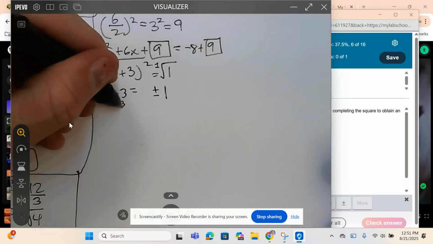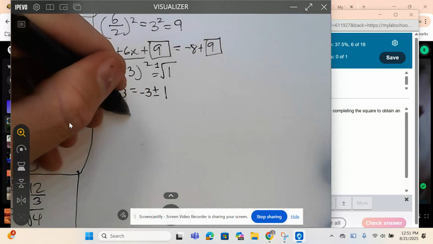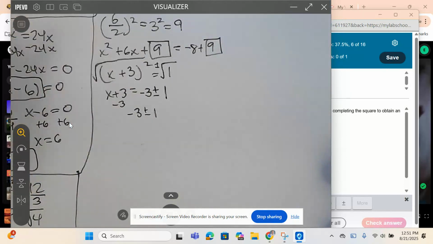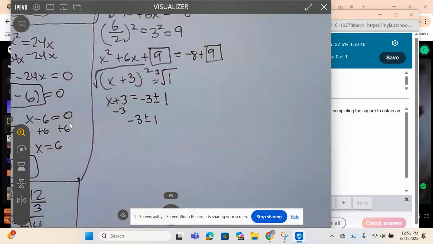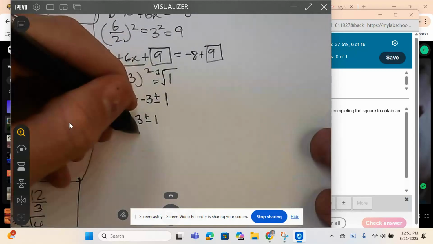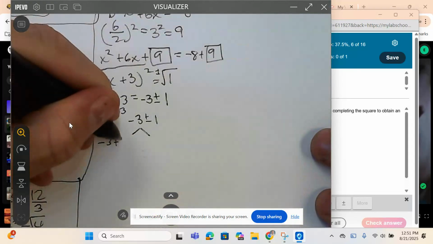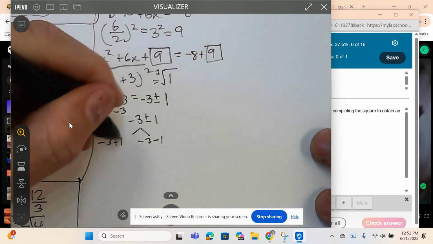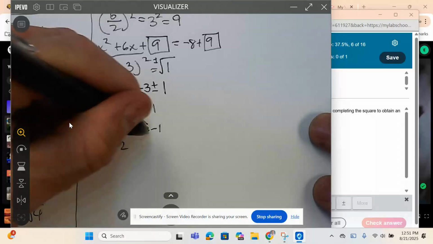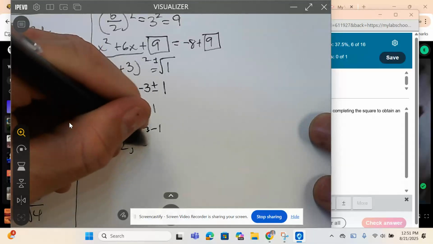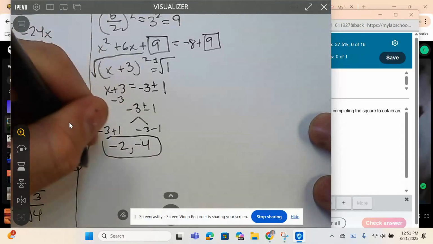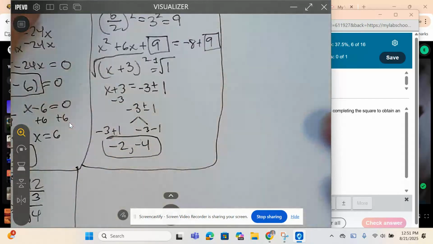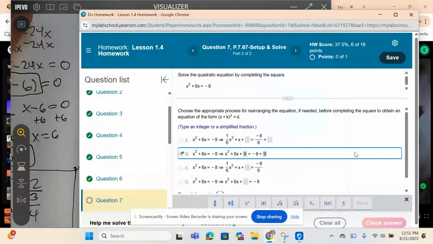I'm going to subtract 3, you do it to the front. So it's negative 3 plus or minus 1. And I'm going to pause there. Can't stop there, though. So now I'm going to rewrite this as negative 3 plus 1 and negative 3 minus 1. Negative 3 plus 1 is negative 2. Negative 3 minus 1 is negative 4. So that's my answer. So negative 2 and negative 4.